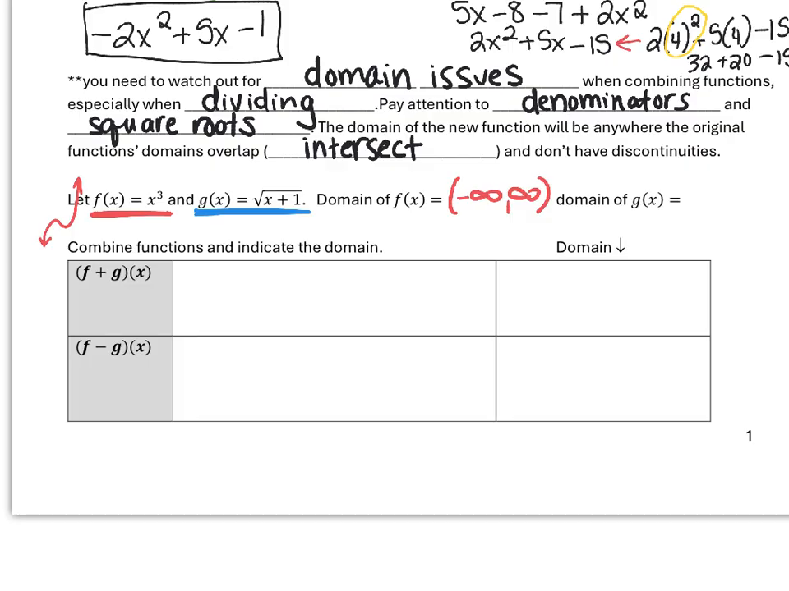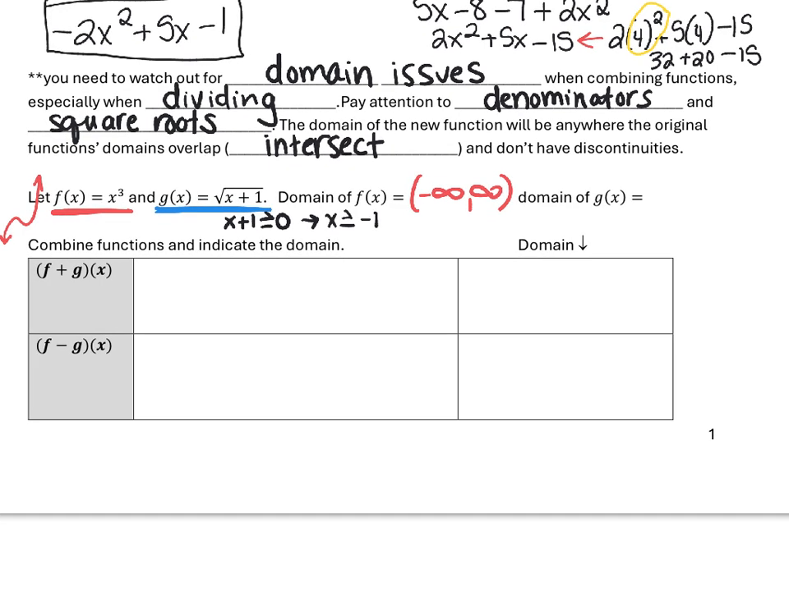Remember, in a square root, the radicand, the value underneath the radical, has to be greater than or equal to 0. We can't get a negative radicand. So for square roots, we take that radicand and ask when it will be greater than or equal to 0, because that's my domain. In this case, if we solve for x, x must be greater than or equal to -1.